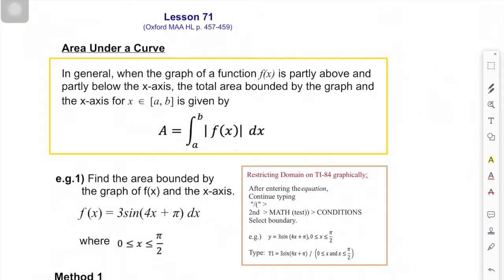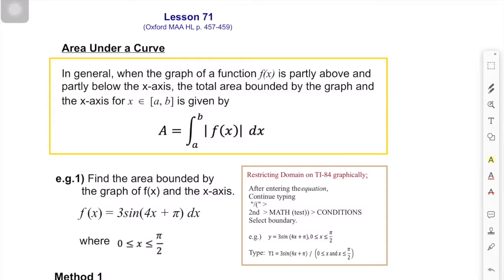Lesson 71. From the investigation that you have conducted before coming to this video, you will notice that when we find the definite integral of a function where its graph is below the x-axis, you always get a negative value. And any definite integrals that you take for the portion of the graph where the curve is above the x-axis, you get a positive value.